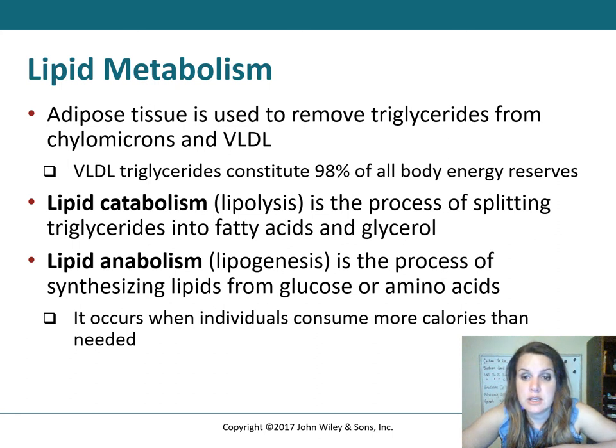So when your body uses up all the glycogen available to it, it'll start expending the energy from your fat reserves. So lipid catabolism, recall that catabolism is the breakdown of a fuel source, is called lipolysis, and it's going to split triglycerides into fatty acids and glycerol. Lipid anabolism, or the process of making more lipids, is also called lipogenesis, and it can take glucose or amino acids and turn them into fats. And this occurs when people consume more calories than they need.